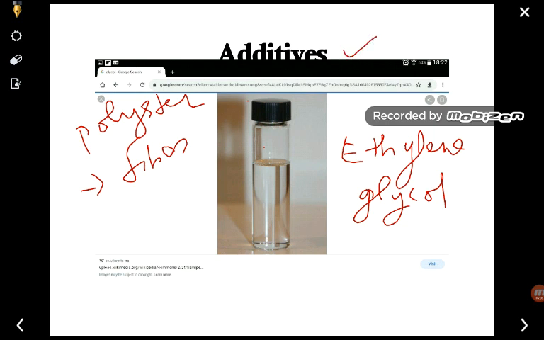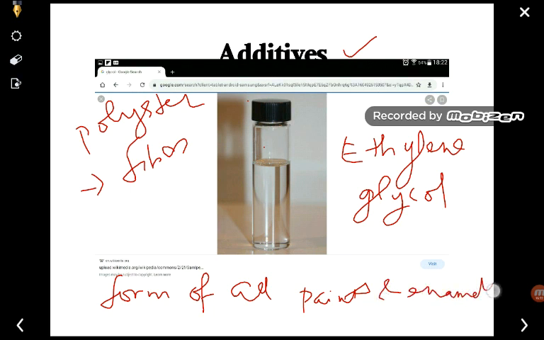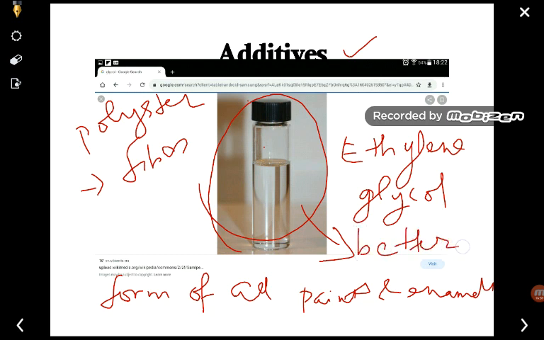So additives form a part of all paints and enamels. In order to obtain a better, smooth surface, the glycol is added. So what is the main function of this glycol? This glycol is added in order to obtain a better, plain surface.